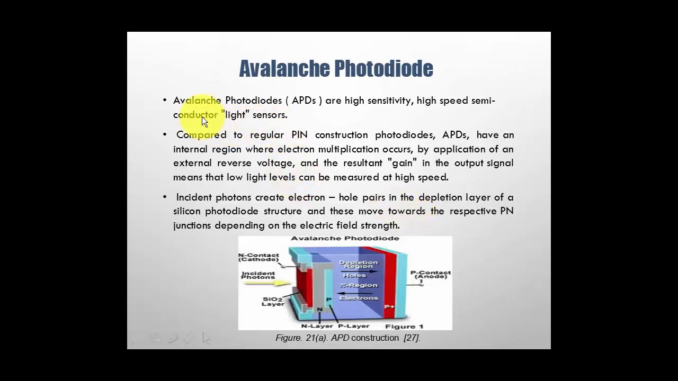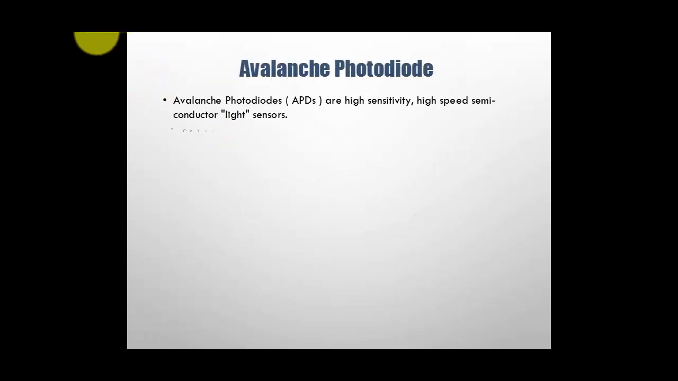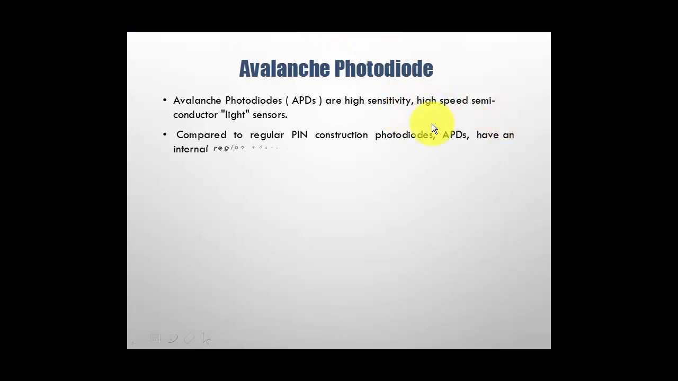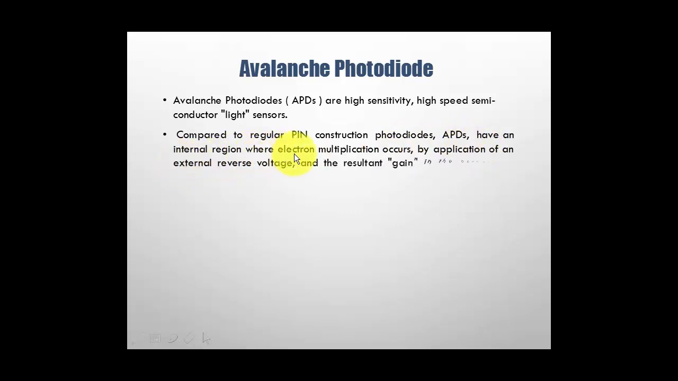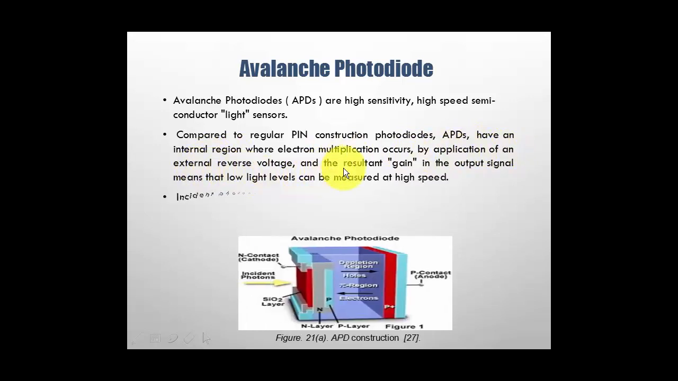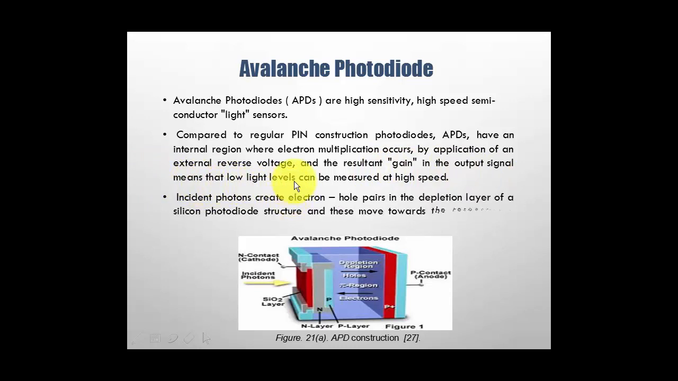Now, the avalanche photodiode. Avalanche photodiodes are highly sensitive, high speed semiconductor devices compared to the regular pin photodiode. The avalanche photodiode has an internal region where electron multiplication occurs by application of an external reverse voltage, and the resultant gain in the output signal means that low light levels can be measured at high speed.